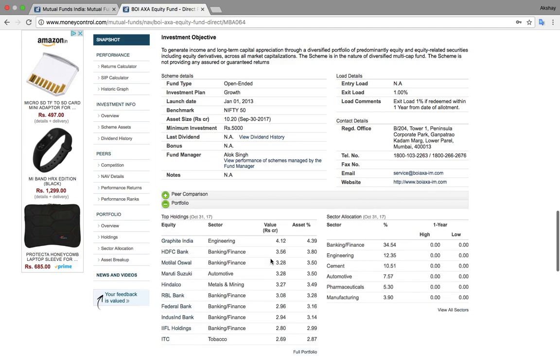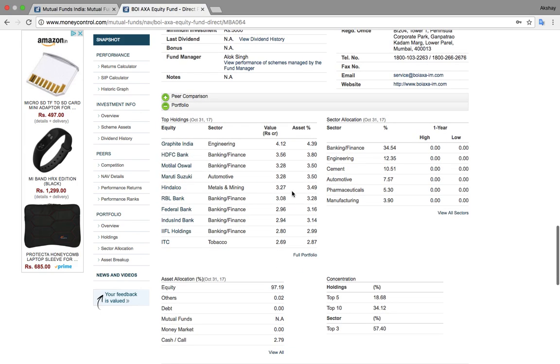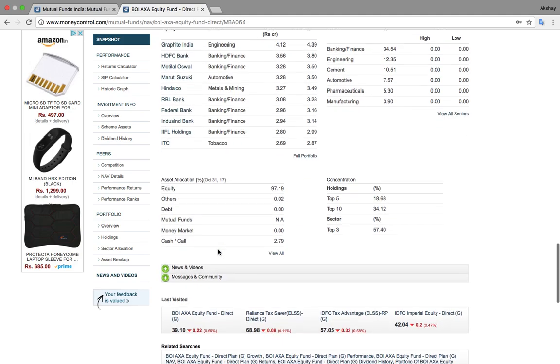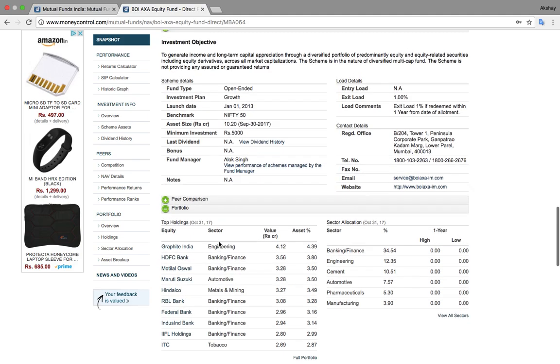You can click on portfolio to check in which shares your fund manager has invested your amount. These are the percentages in which that amount is invested. You can see the full portfolio here, these are the major stocks. You can see some more details here.